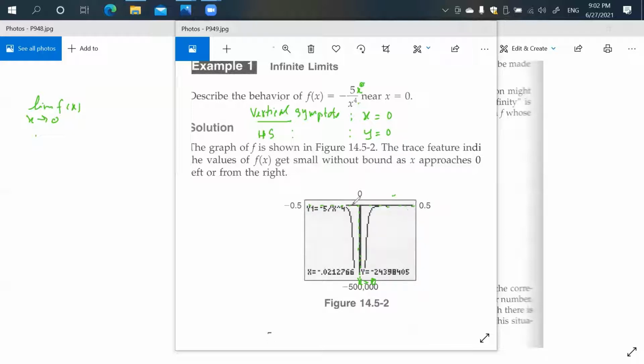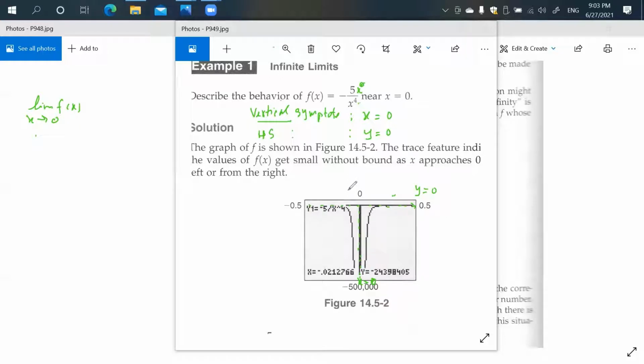Okay, so if this is the x-axis, okay, this is the x-axis, so like this one. Okay, so the y is going to be 0 here. Okay, so there's a horizontal asymptote and this is a vertical asymptote.